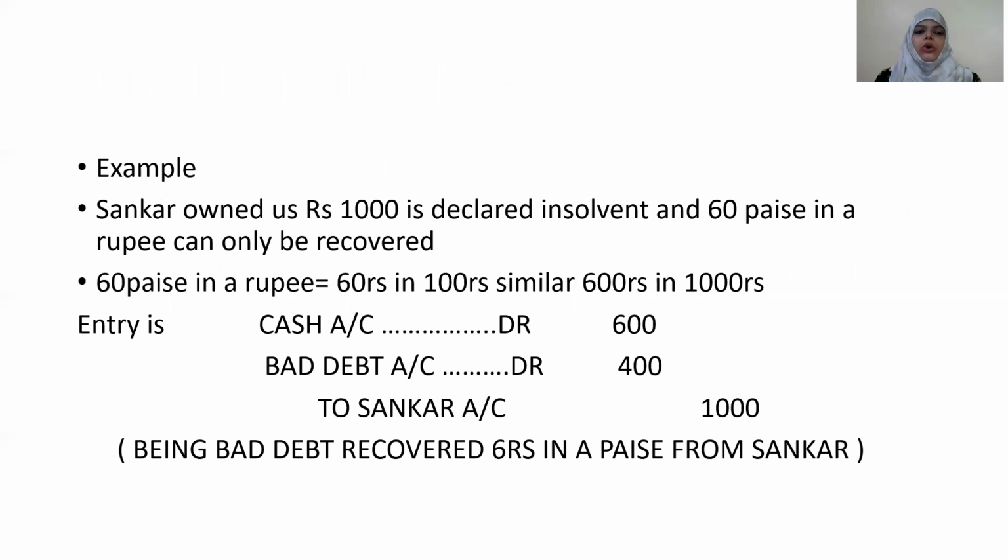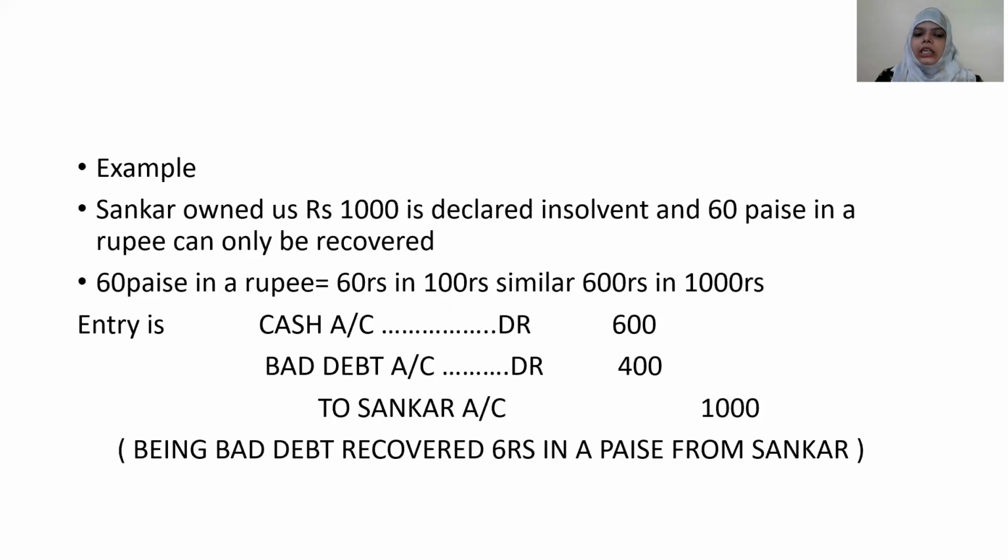Example: Shankar owes us rupees 1,000 and is declared insolvent, and only 60 paisa in a rupee can be recovered. Here it is given that 60 paisa in a rupee can be recovered from Shankar, not more than that. Obviously, if in 1 rupee you can recover 60 paisa, then in 10 rupees you can recover 6 rupees. In 100 rupees you can recover 60 rupees. Similarly, in 1,000 rupees you can recover 600 rupees according to the maths.